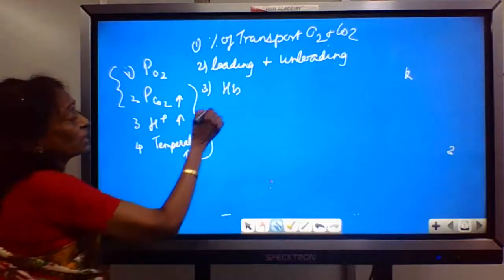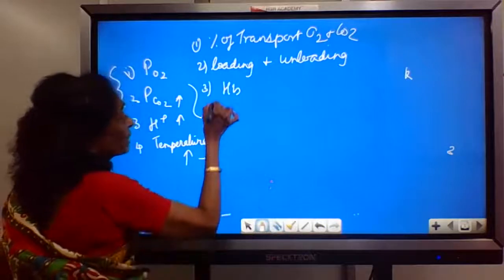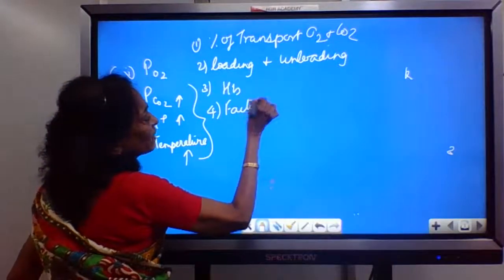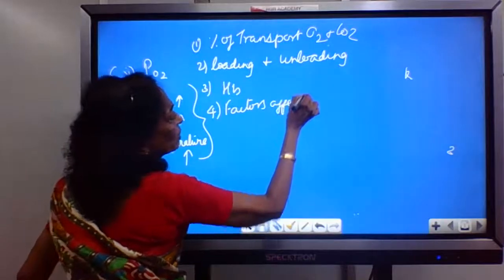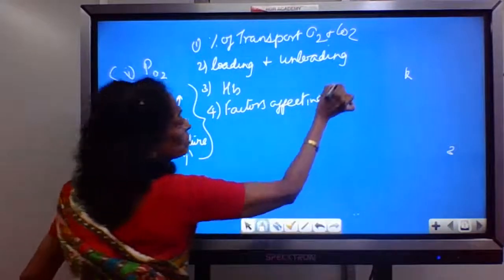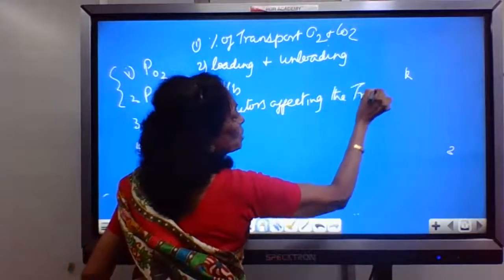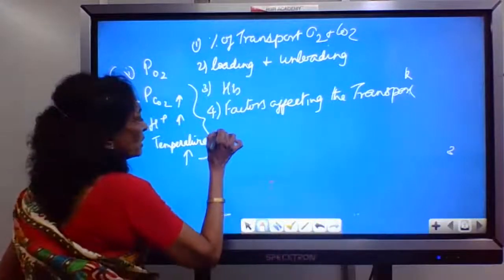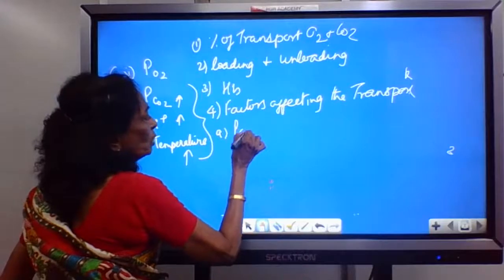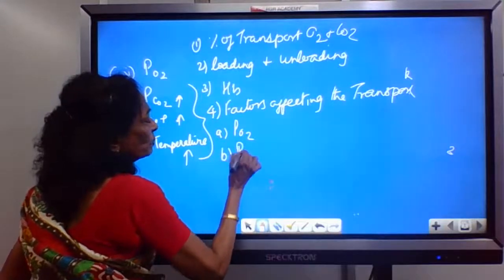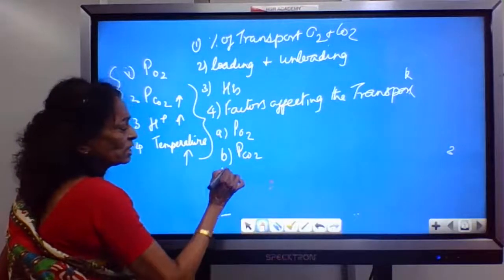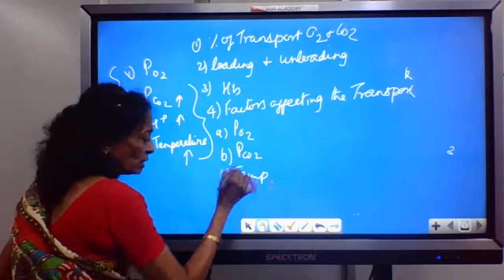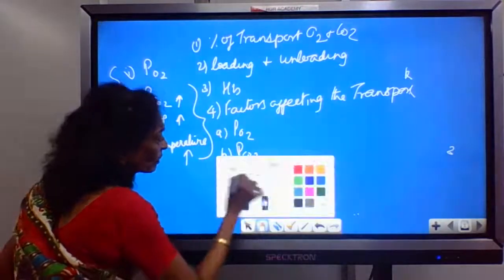The last one is the factors. This is very important. The factors affecting the transport. Transport of what? Transport of O2 and CO2. Now, what are the factors? 4 factors. A is PO2 and B is partial pressure of carbon dioxide.